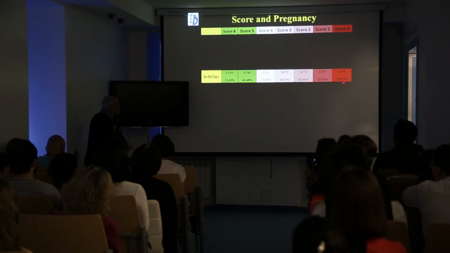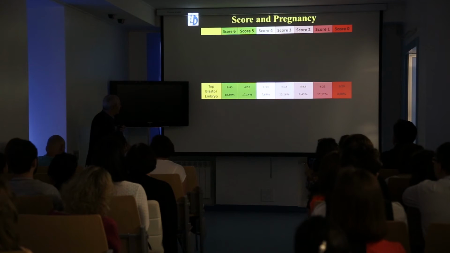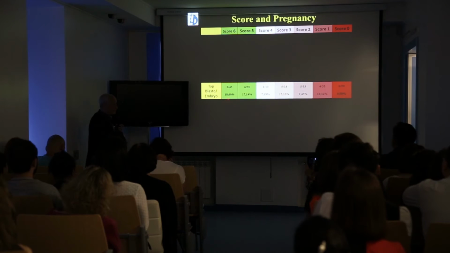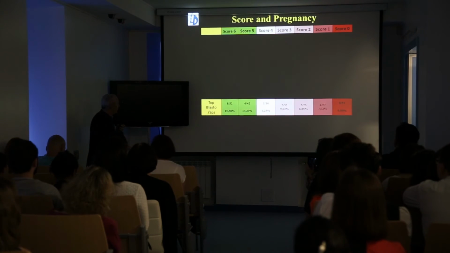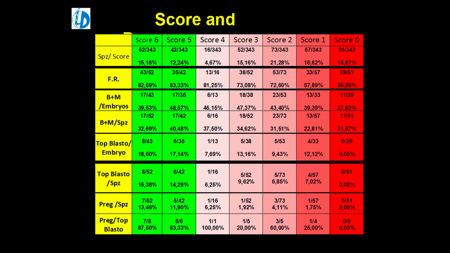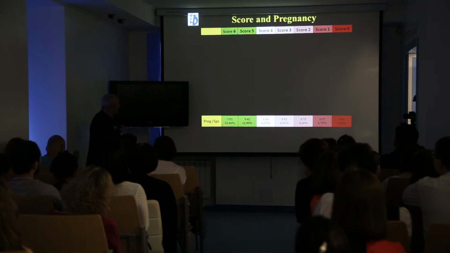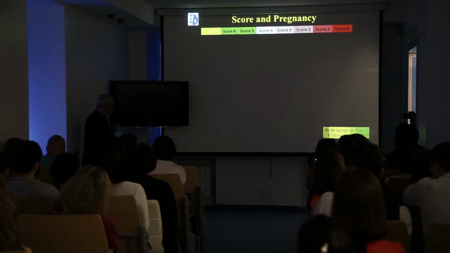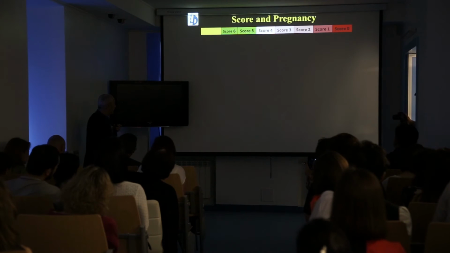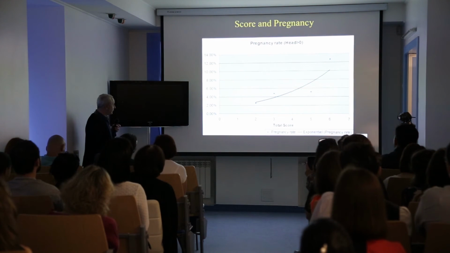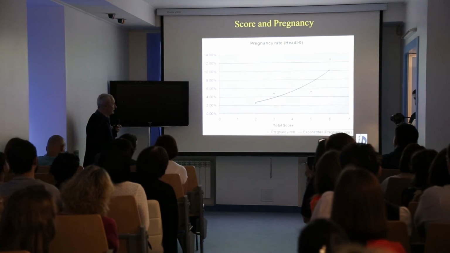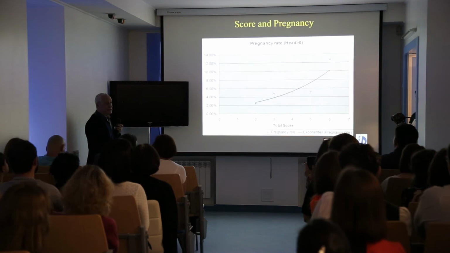You see that according to the quality of the sperm, the embryo is 32 versus 31, 21. And the top blasto, this is 0, 80. And for the pregnancy, sure, if you have no blastocysts, you have 0 pregnancy, and 13 according to the quality of the sperm. Now, this is the score, 1, 2, 3, 4, and you see that the pregnancy rate is going up because you have more blastocysts.